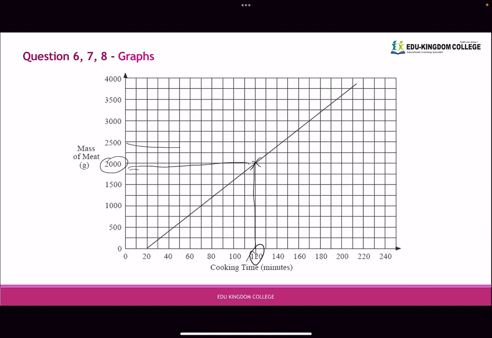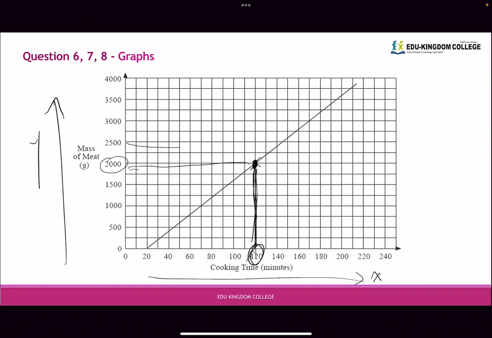Next question. Questions 6, 7, 8 I've actually skipped because they're all just using graphs, and that's pretty self-explanatory. They were all based around: if you have the x-axis and the y-axis, they'll give you a value from the x-axis. You just link it up, draw up, look up to where the line is. So at 120 minutes, it'll connect here.